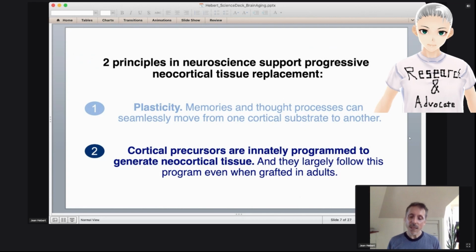The other established principle that supports progressive brain tissue replacement as a means of beating aging is that young neocortical precursors, when you transplant them into the adult environment, don't seem to care that they're in an adult environment. They follow their innate developmental program and do remarkably well, even in the adult brain, to wire correctly, even to distant targets in the brain.